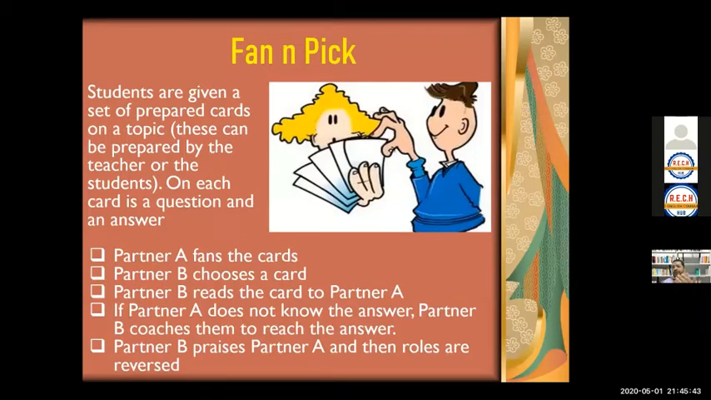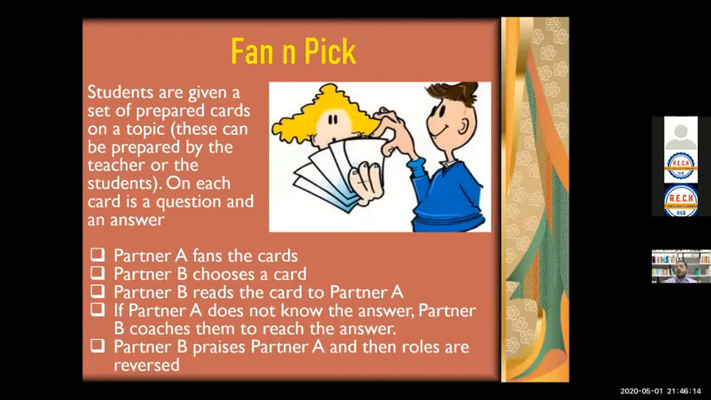Like you show them the 10 cards, and student B selects a card randomly. Again, one student fans the cards, another student selects a random card. Then when he or she selects the card, he reads the question, he asks the question to the other students. It could be done in pairs, it could be done in groups of 4 or 5, it doesn't matter.